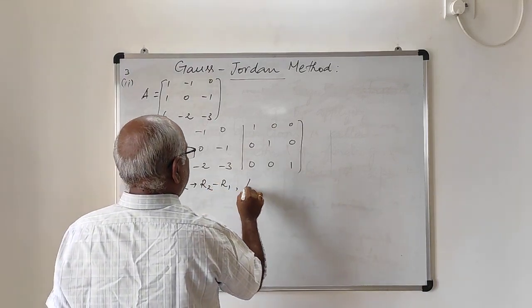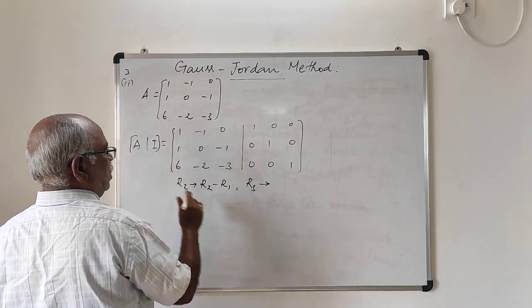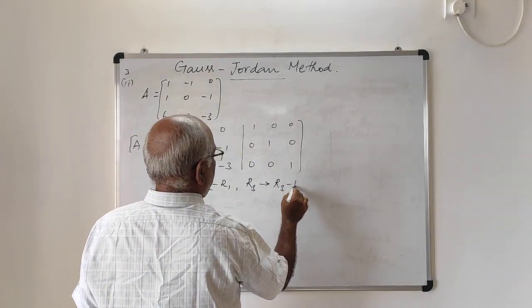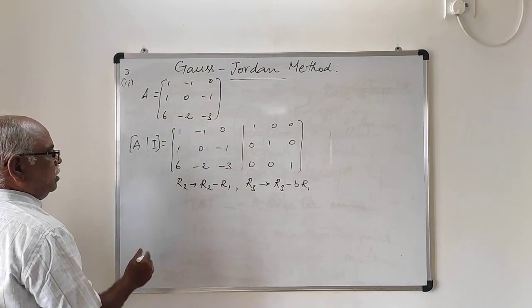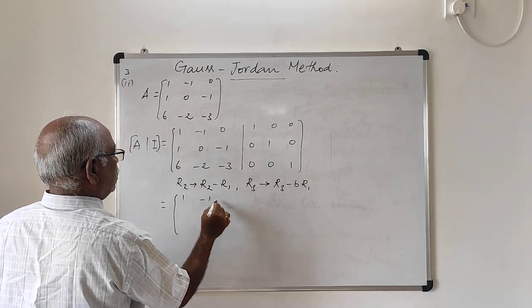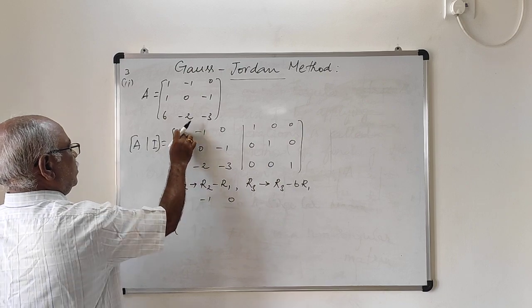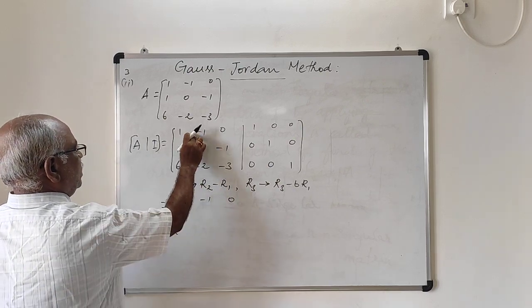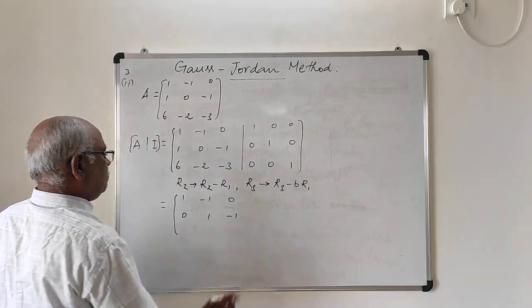Similarly, R3 into R3 minus 6R1. R3 minus 6 times R1. 6 times R1 is 6, and 6 minus 6 is 0. So that you will get the 1 minus 1 as 0. R2 is R2 minus R1. 1 minus 1 is 0. 0 minus of minus 1 is plus 1. Minus 1 minus 0 is minus 1.